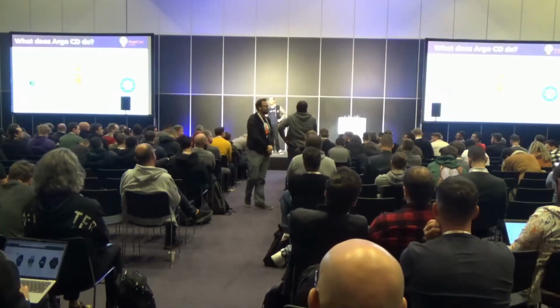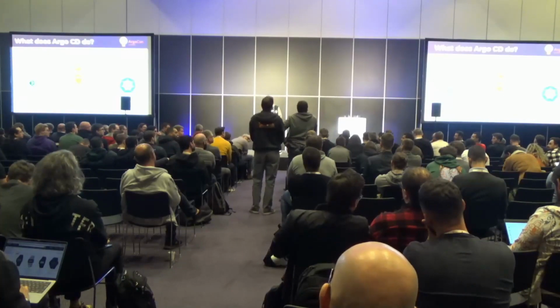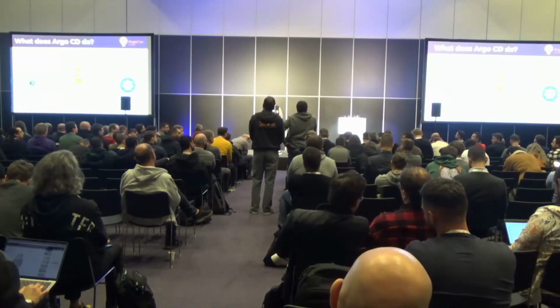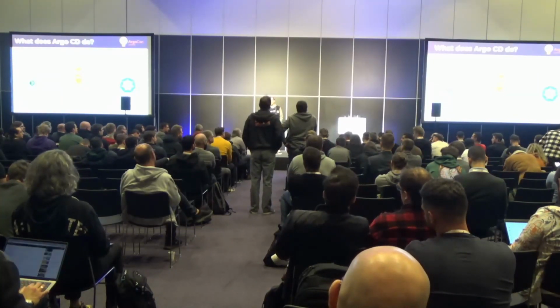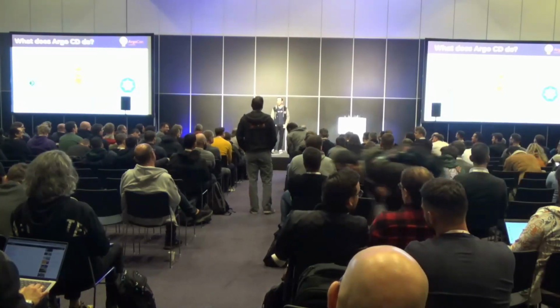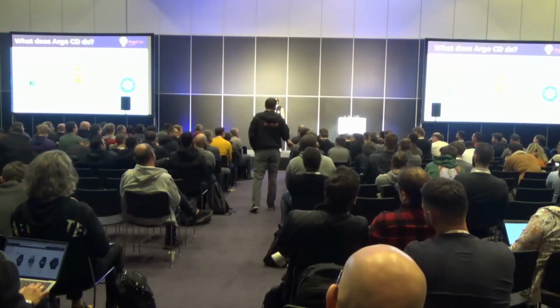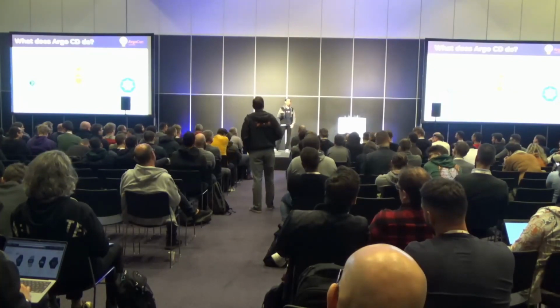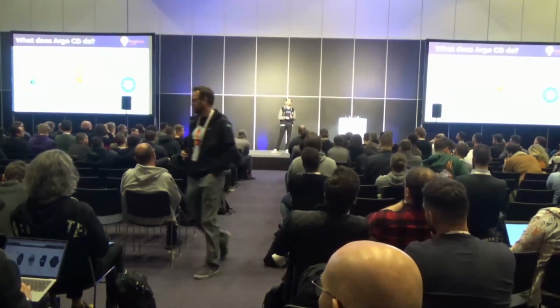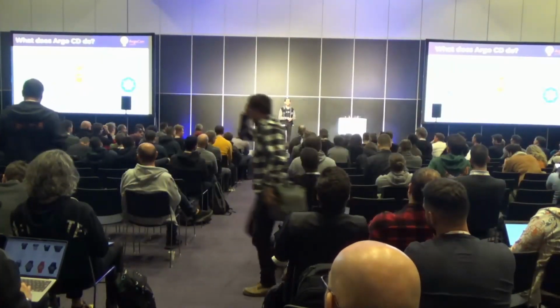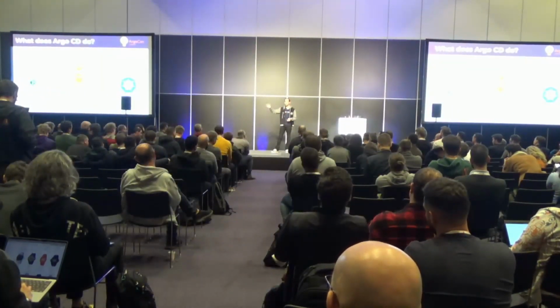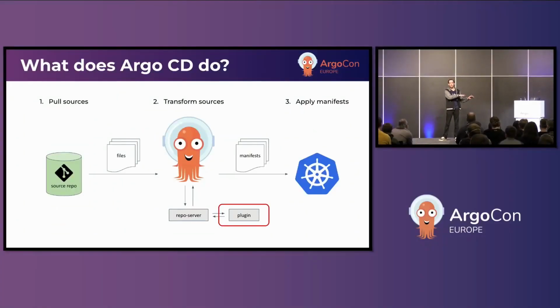Hello. My question is how the CMP plugins work with multi-source applications? They don't. Okay. So when we wrote multi-source apps, we really wanted to solve one very specific use case, which is people want to put their Helm values file in a Git repo and use a public Helm repository for the chart itself. We got support in for that because we knew we needed it.